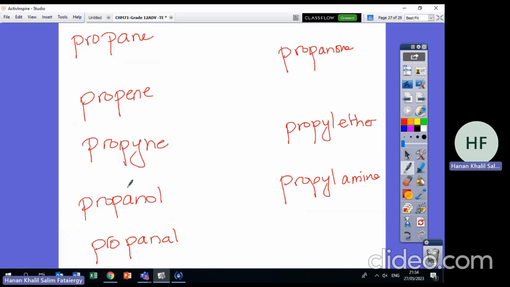All of them start with prop. تذكروا انه prop means 3 carbon atoms. اوكي propane means single bonds. هلا propene prop 3 carbons وene means one of the bonds is double. هلا propyne also 3 carbons وyne means triple bond. هلا propanol نول لازم تذكركم بالكحول.